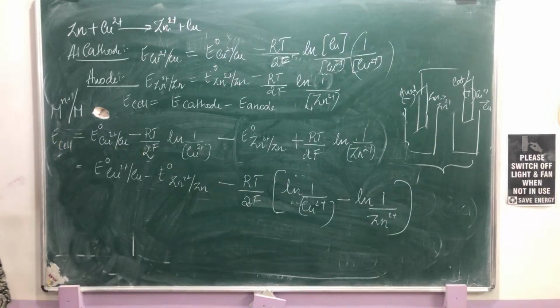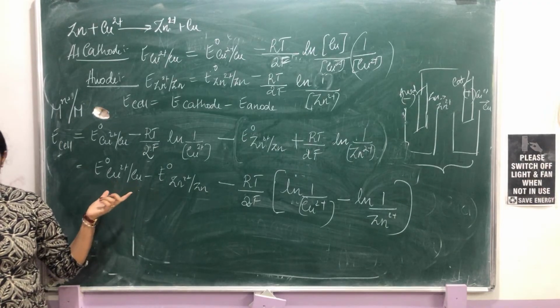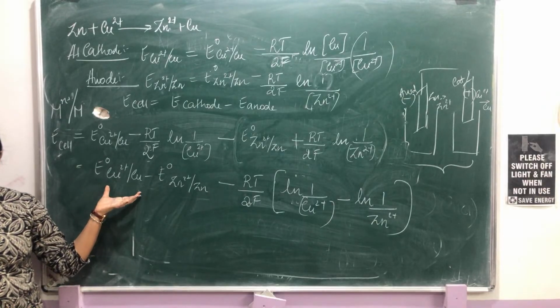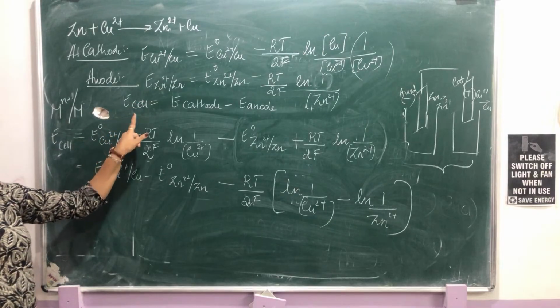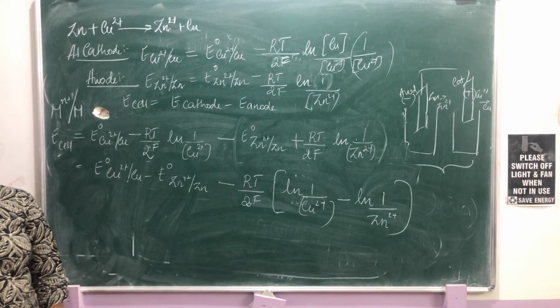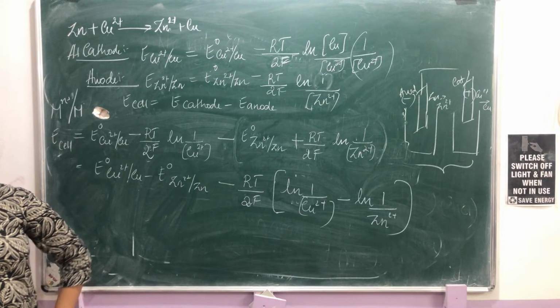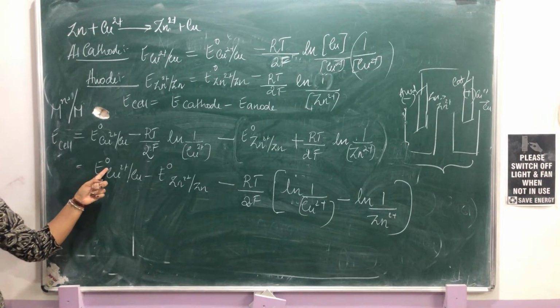Okay? Good. Now, do you think you have seen this fellow somewhere? I have written the whole this minus this as E cell. So this minus this will become, then what? You should tell me then what? If this is E cell, this will become E naught cell, no?